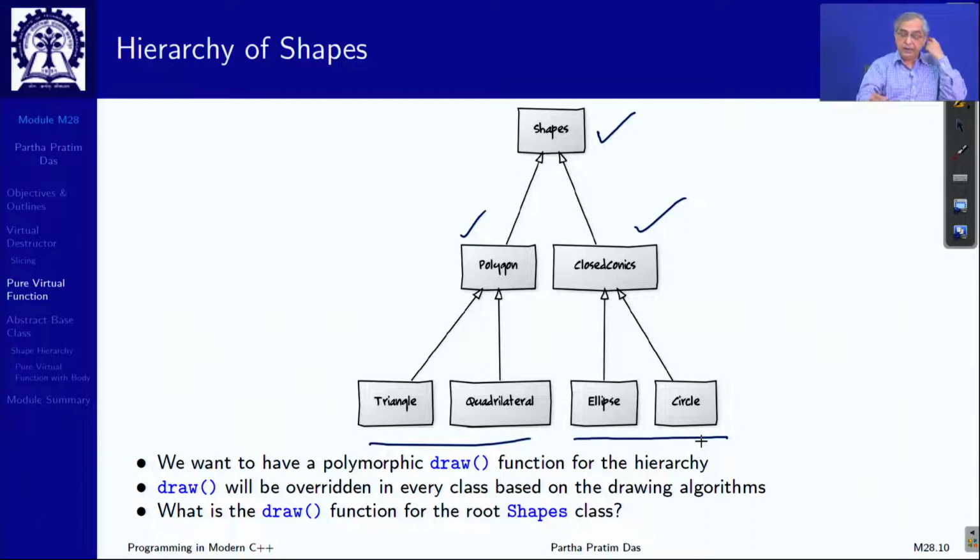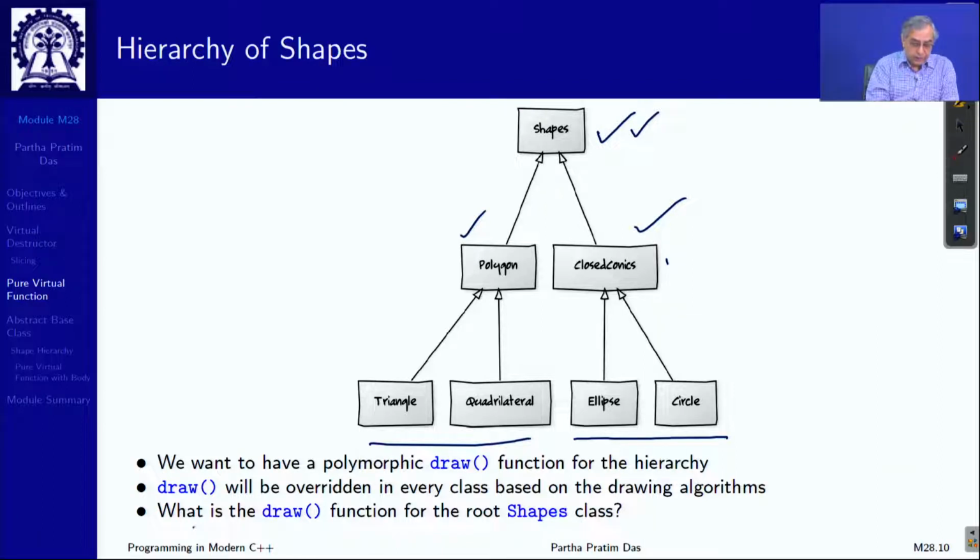So, we will define it in the base class, the root class, and then we will keep on overriding the draw function, because the way you draw a polygon is different from the way you draw a closed conic or a triangle or an ellipse and so on. So, if I have a pointer to shape, I will be able to call the draw function, it will get dispatched, and it will call the actual draw function of the object for the class.